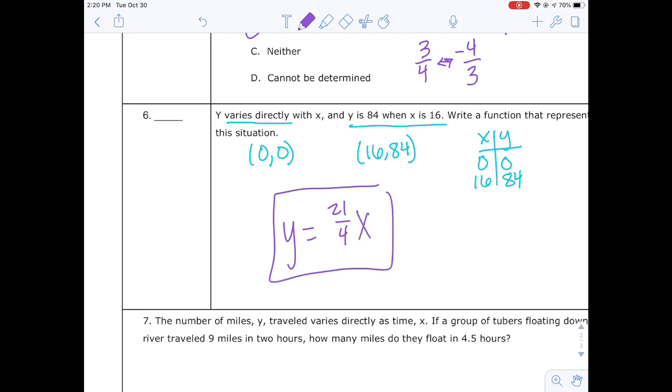Remember, the fact that it varies directly explains why I do not have a b value, a y-intercept value. So there should not be anything else that follows.